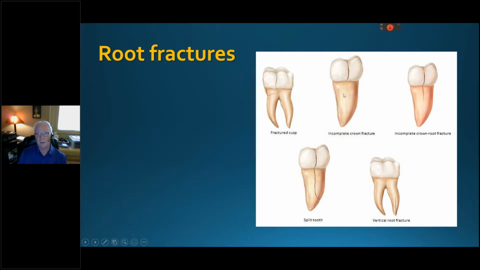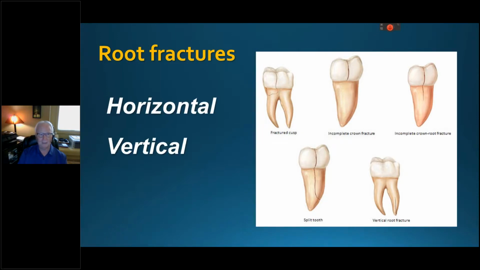Root fractures can occur anywhere. They can involve the root even from a cuspal fracture. You can see all kinds of them, vertical split tooth. You can find them sometimes, but the pixel has to be smaller than the fracture in order to see them in detail. So horizontal, vertical, and oblique.